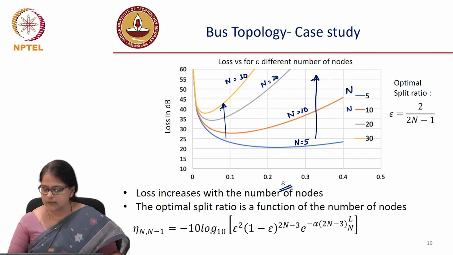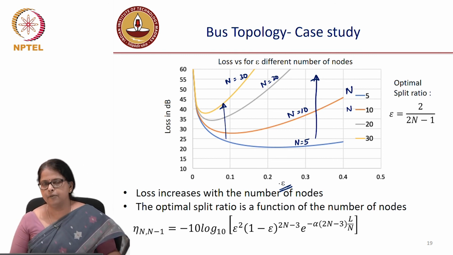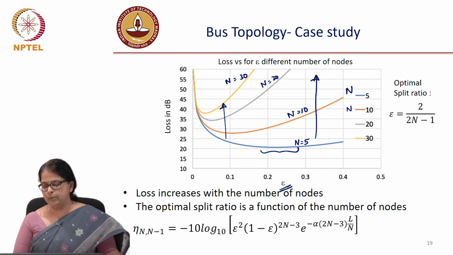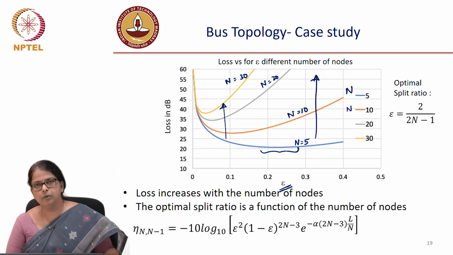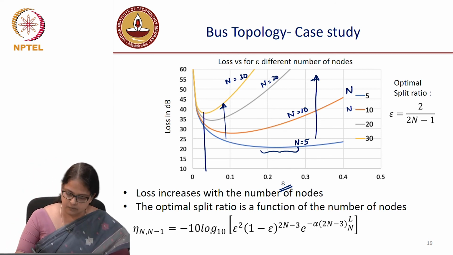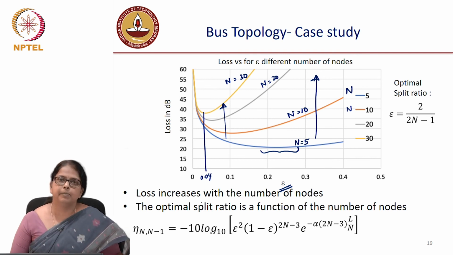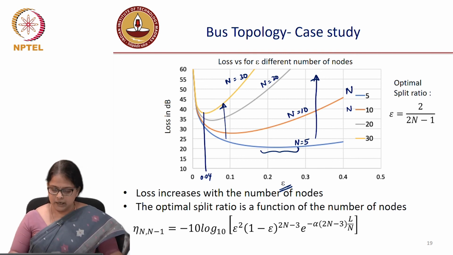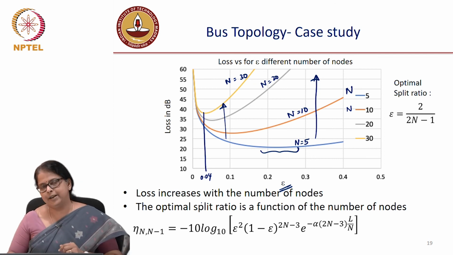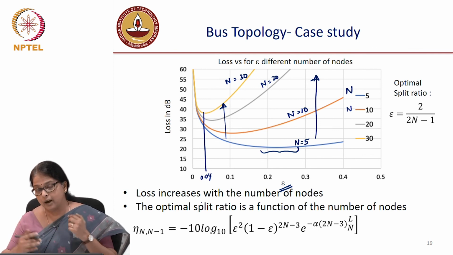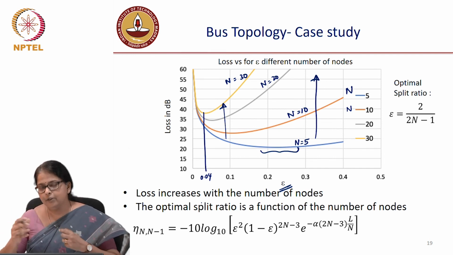But what is interesting to see is that the epsilon for which the loss is minimum is somewhere between 0.2 to 0.3 for n equal to 5, whereas that number shifts to less than 0.1, somewhere around 0.04, when the number of couplers is 30. So it means that the optimal split ratio in a bus network depends on n, and when you do power budgeting, you now have to worry about what kind of network you have.